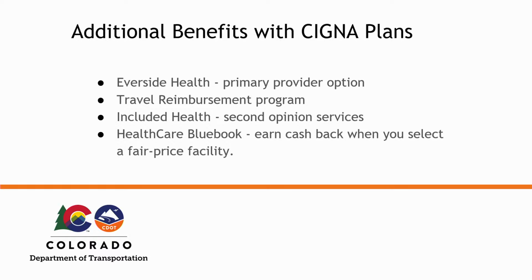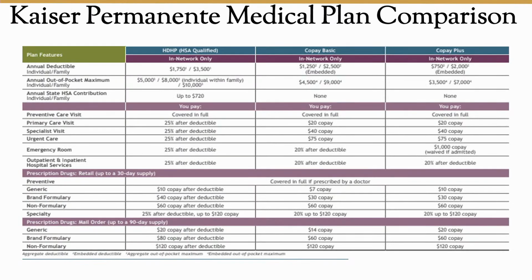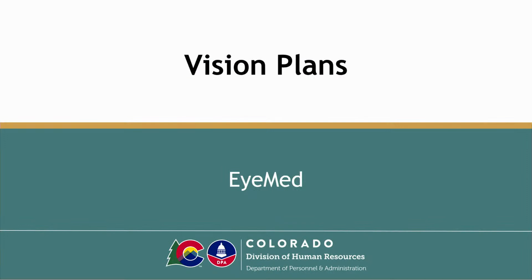So just some other options for services and coverages when you have the Cigna insurance. This is a Kaiser medical plan comparison. I do encourage you to make note that the annual deductibles have changed for each of the plans, something that you may want to make note of when you are looking at your plan elections for the coming year. Okay? Then we have the vision plans.